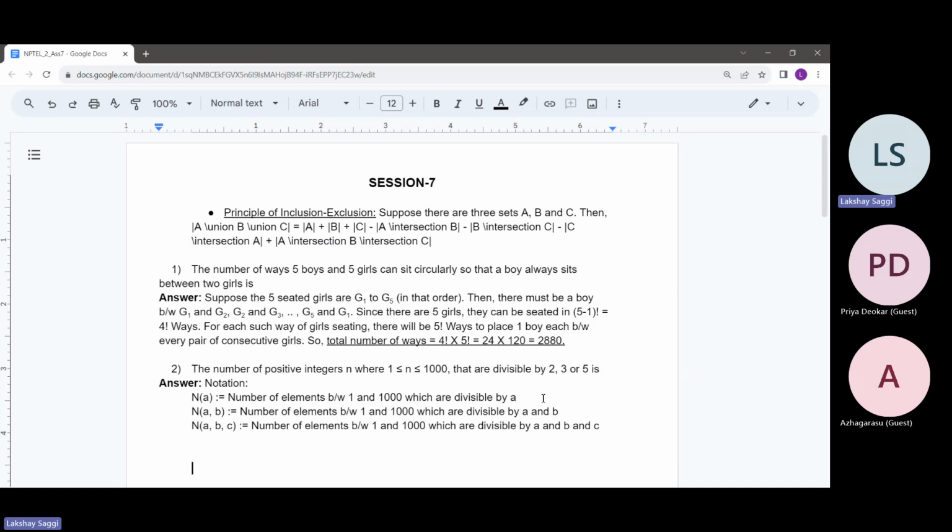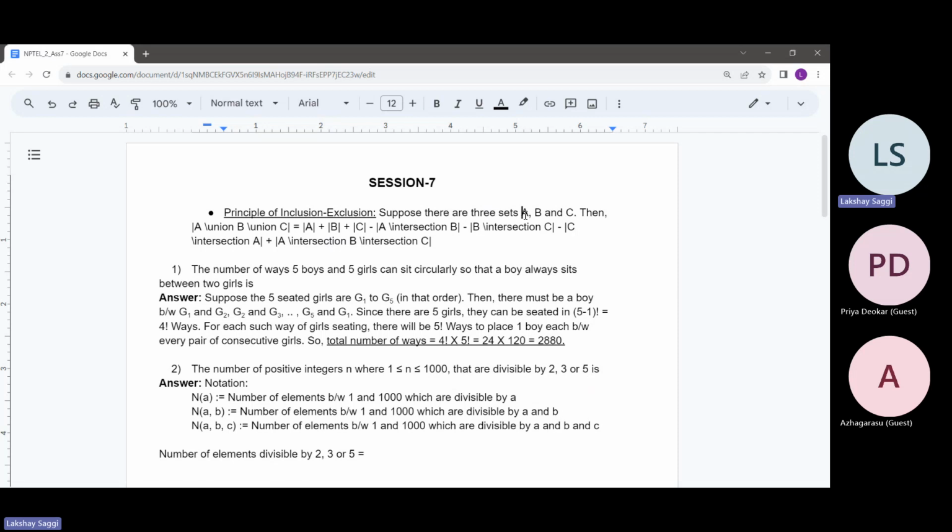So basically we needed to find, between 1 and 1000, the numbers which are divisible by 2, 3, or 5. Right? So let me just write it down again. Number of elements divisible by 2, 3, or 5. So let's see this principle of inclusion exclusion.